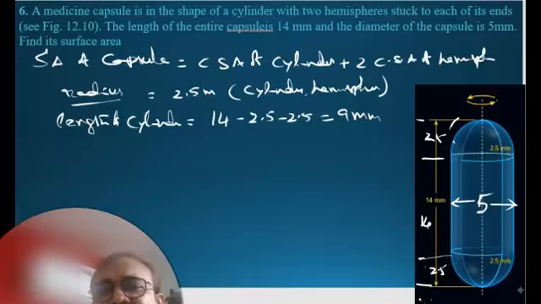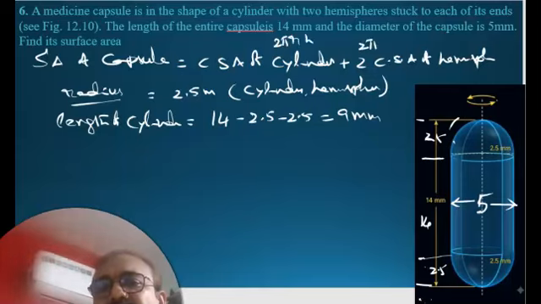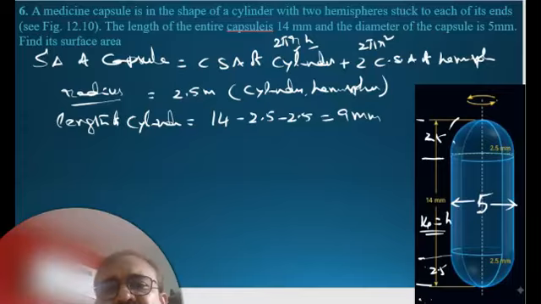Why? Because the formula for the CSA of a cylinder is 2 pi r h. We know r here, and h is the length or height of the cylinder. H is equal to 9.